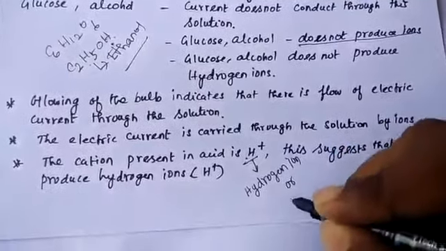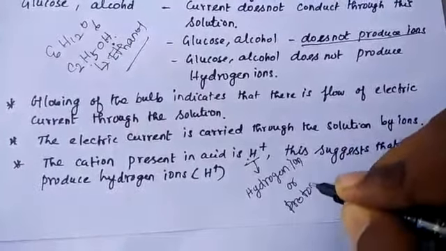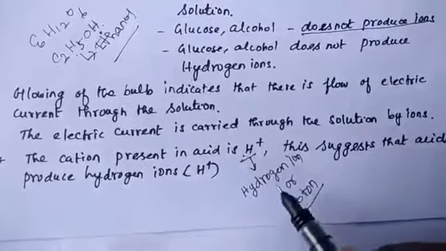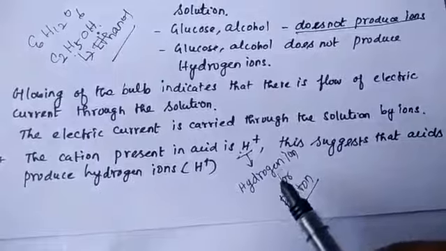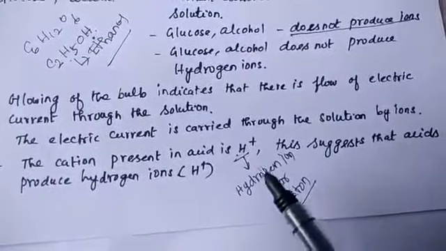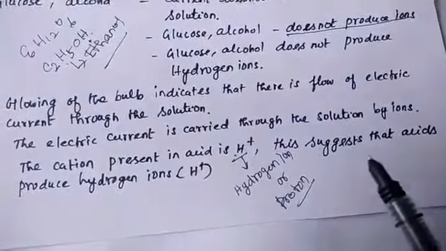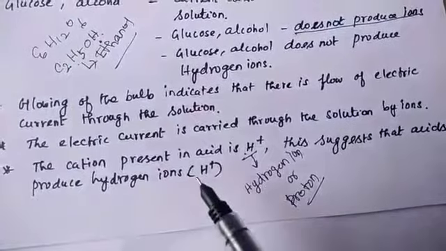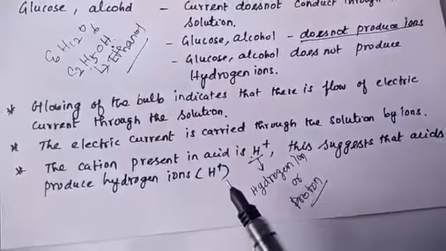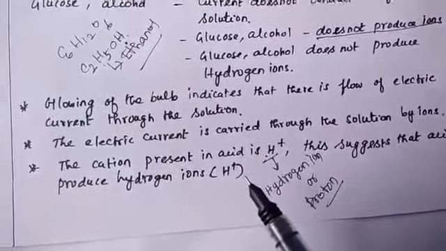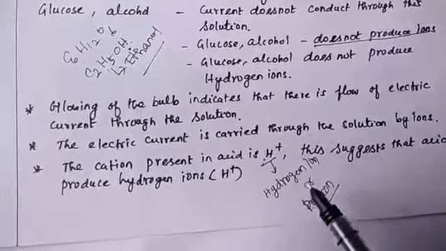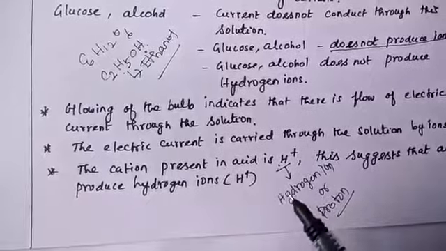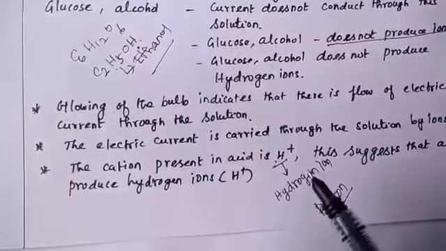Another name for the H plus ion is proton. The scientific name is hydrogen ion. This ion is commonly present in all acids. This suggests that acids produce H plus ions when dissolved in water. So generally, the hydrogen ion is commonly present in all acids and is produced when dissolved in water.